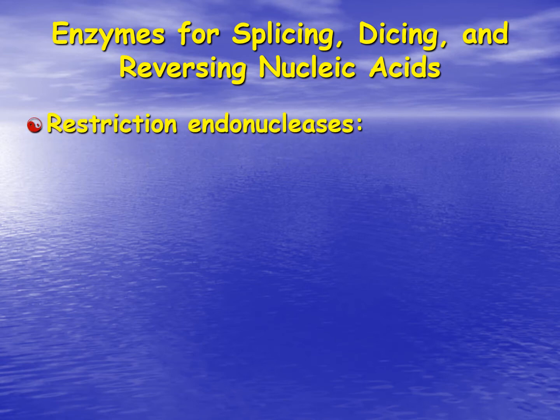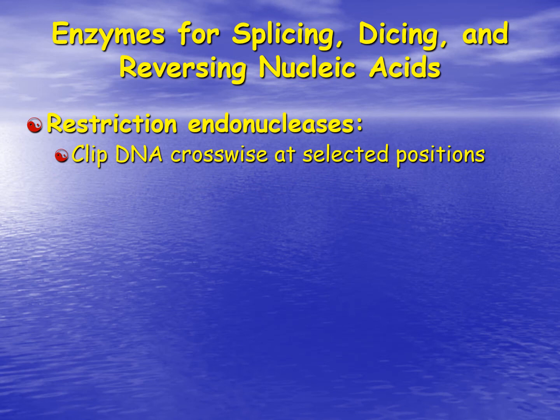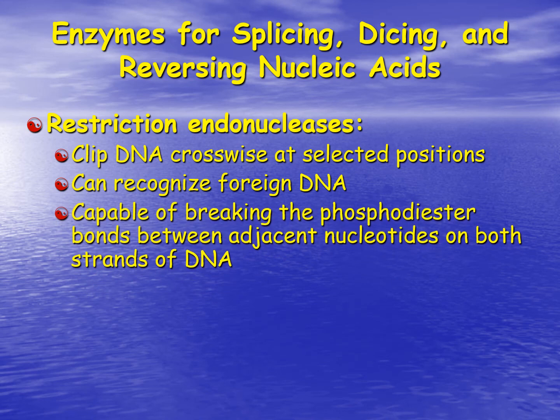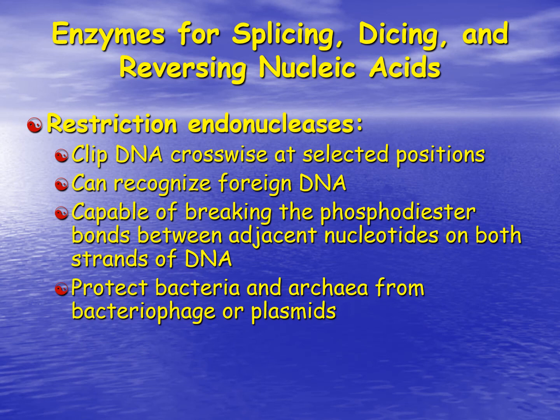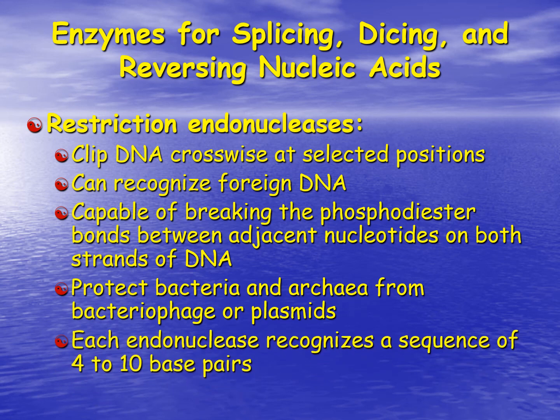Restriction endonucleases are a group of enzymes that cut DNA crosswise at selected positions. They can recognize foreign DNA that has been put into a piece of genetic code, and they are capable of breaking the phosphodiester bonds between adjacent nucleotides on both strands of the DNA. They are used to protect bacteria and archaea from bacteriophage or plasmid DNAs. Each endonuclease recognizes a sequence of around 4 to 10 base pairs.